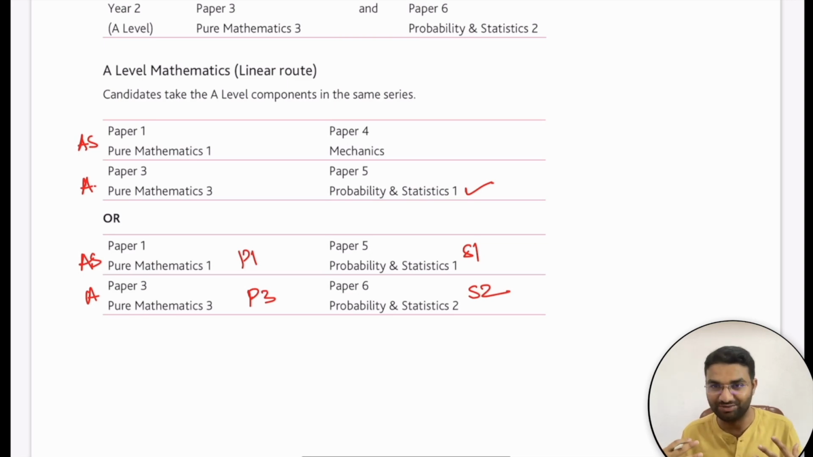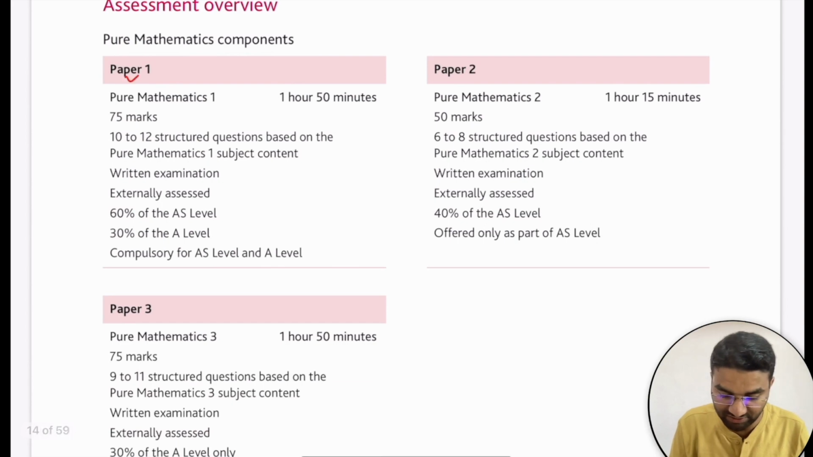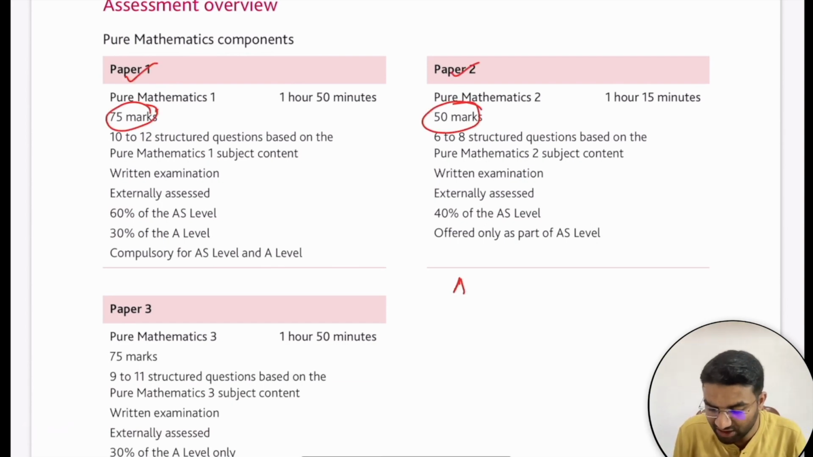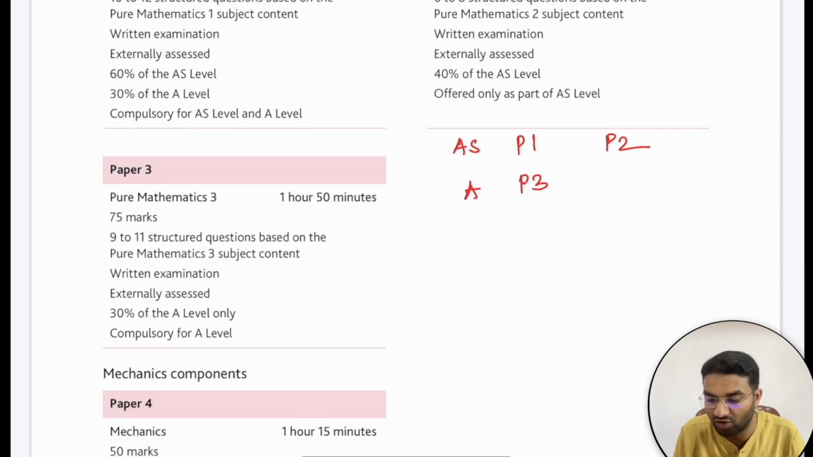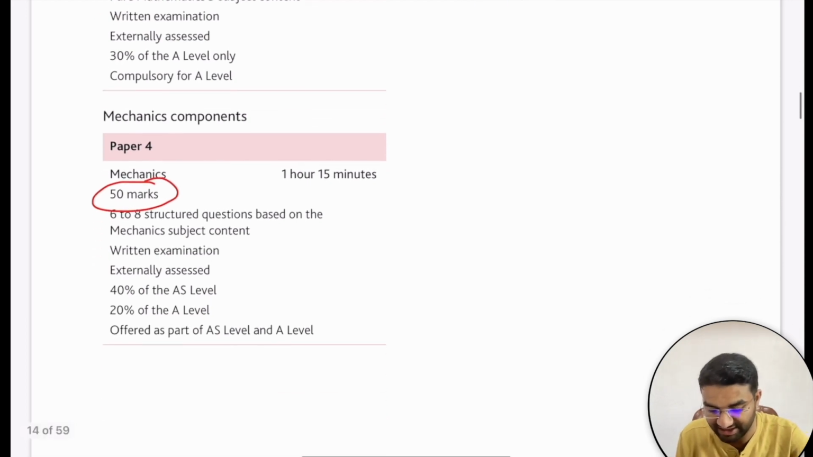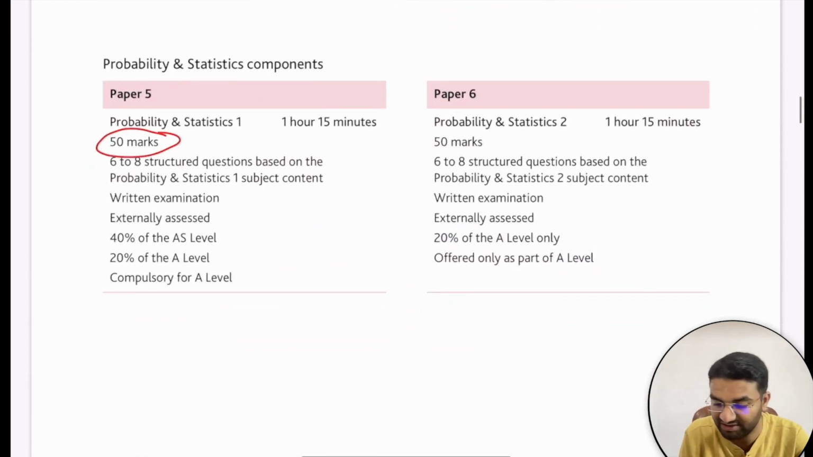That's my job here. Here you have paper 1 which is 75 marks, paper 2 is 50 marks. So at AS level you can take P1 and P2 together as well. At A Level you can take P3 or any other remaining subject, mechanics or statistics 1. Paper 3 is 75 marks, then paper 4 is 50 marks as I said earlier, then papers 5 and 6 are 50 and 50.